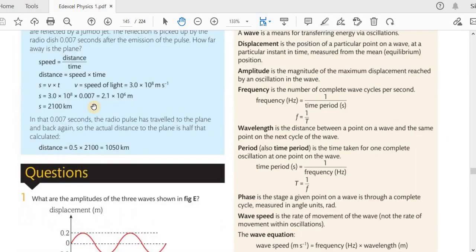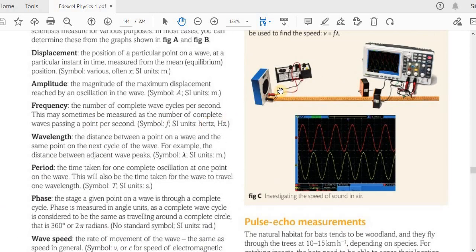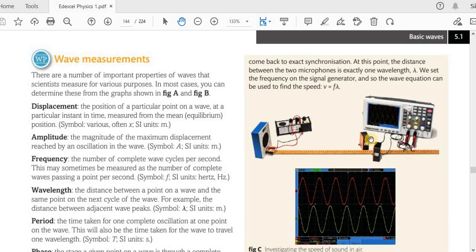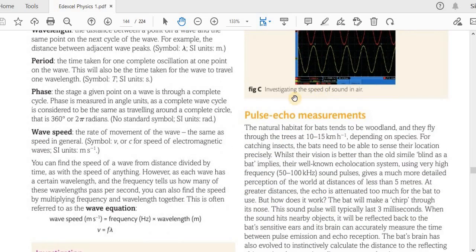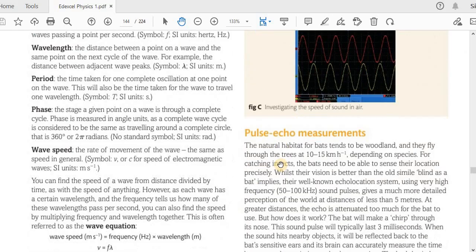I don't think there's a diagram, but I think in the IGCSE or O-level classes, okay, so here is the diagram. One is emitting the sound, the other is detecting the sound. As soon as the sound is emitted, there is a trace for that. Then when the sound is detected, there is another trace for that also. So you can see investigating the speed of sound in air. This is another technique that you can use.